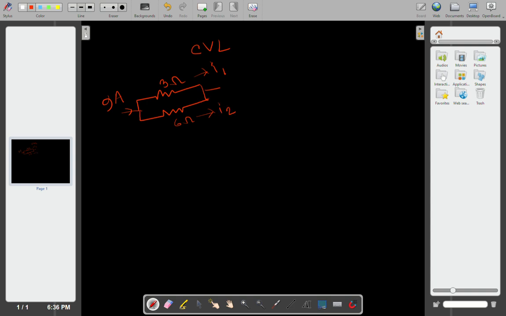I2. Now we can see there are two resistors. That's a very simple circuit. We can solve it without doing any mathematical calculation, because we can see there is 3 ohm and here is 6 ohm. So the current through the 3 ohm will be double the current through 6 ohm, because 3 is half of 6 ohm. So the less resistance, the more current flow.